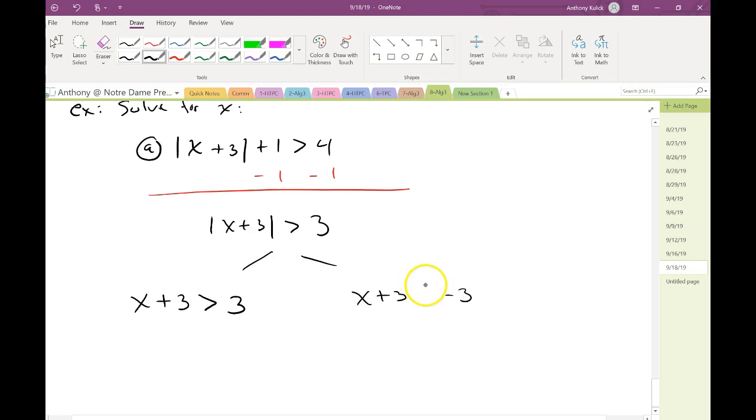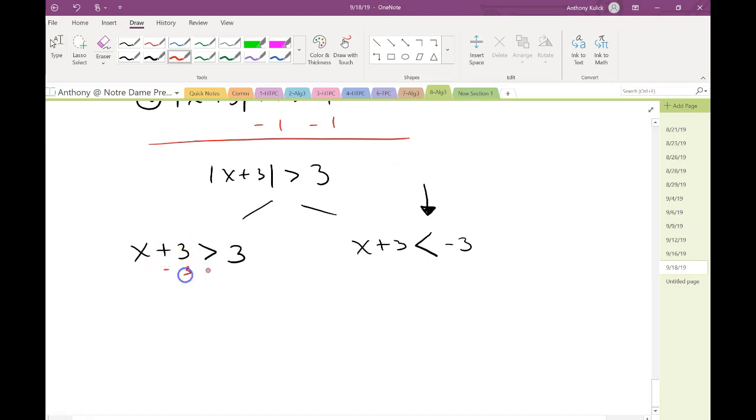And I also have to flip the inequality. So when we do that negating of the right side, we also need to remember to flip the inequality. That's the part that's a little bit different, because we have that little extra thing to worry about. But that's not too bad, right?